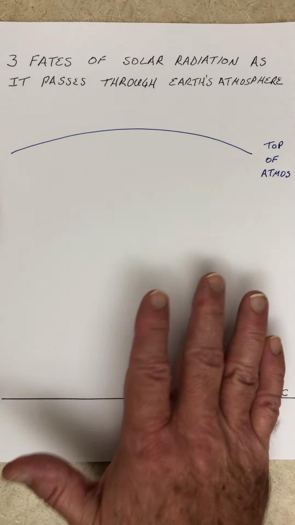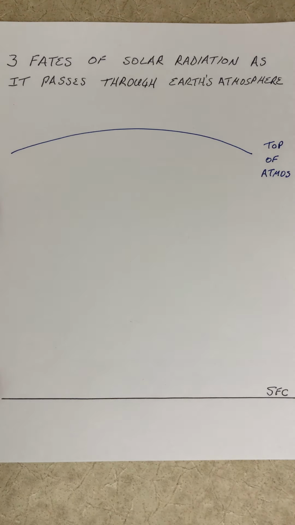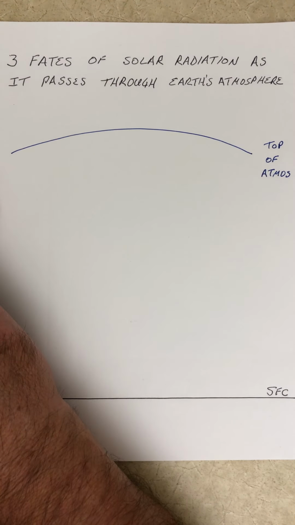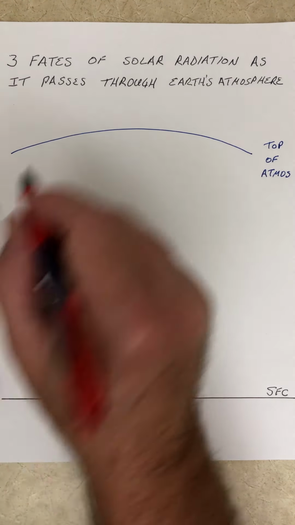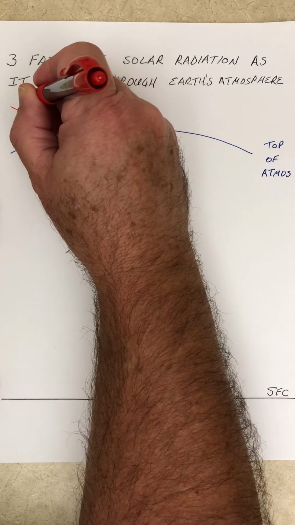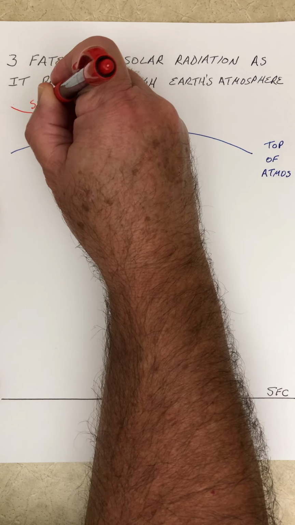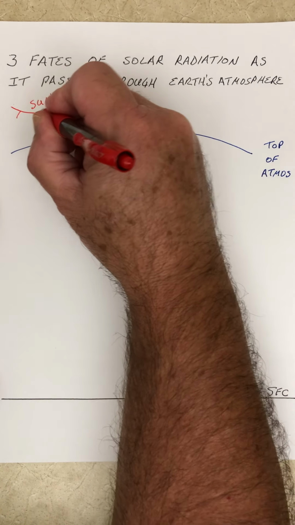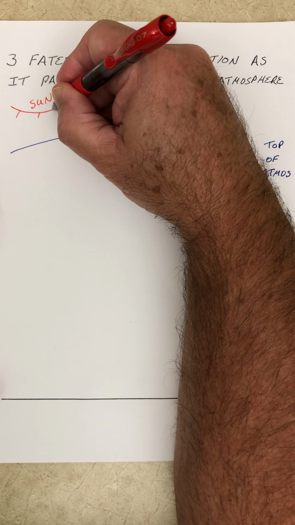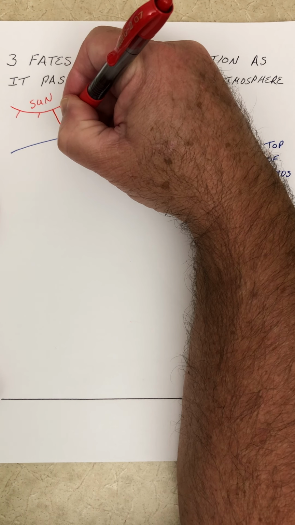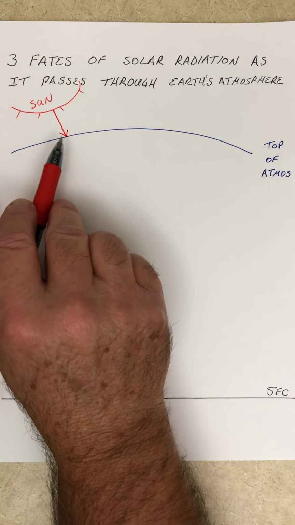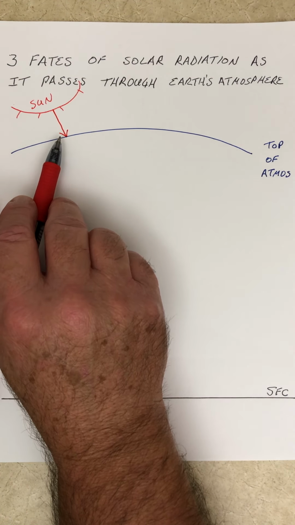So this is your first introduction to this, and it's the three fates, or the three things that can happen to solar radiation as it passes through the Earth's atmosphere. So let's draw first. Here we have the sun, and the sun is emitting its energy through space, and some of it is being intercepted by the Earth. So we've got solar radiation passing through space, reaching the top of the Earth's atmosphere.